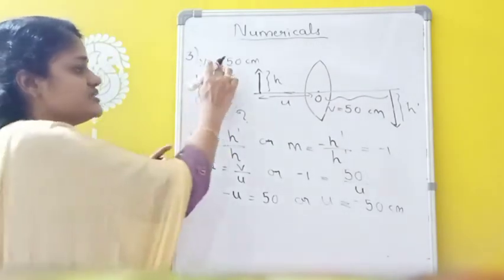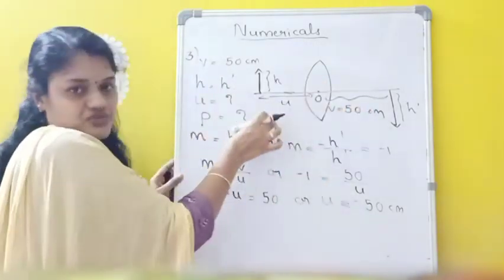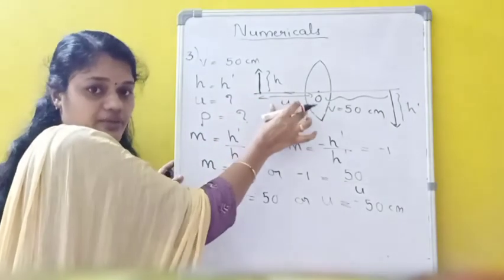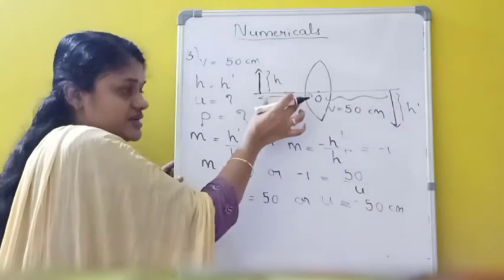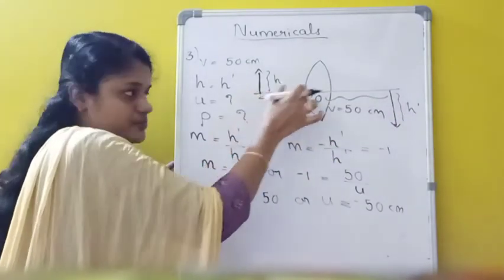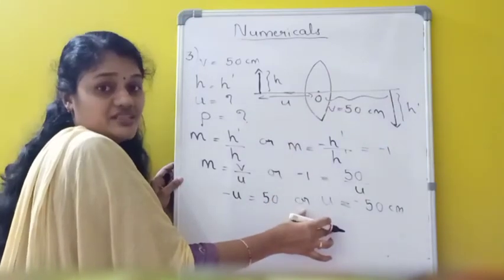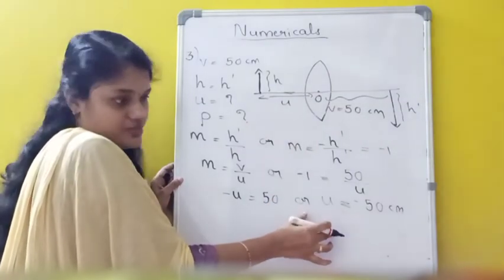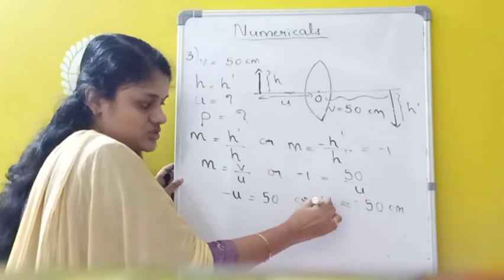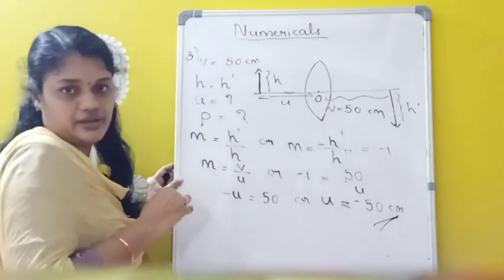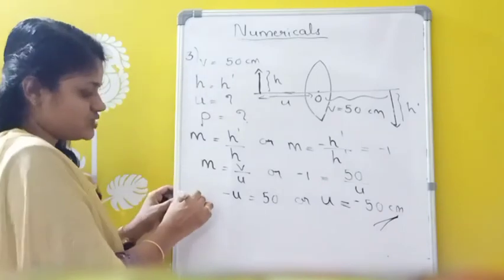That means here object distance and image distance both are same. What is V here? V is also 50 and U is also 50. So we know the condition. Whenever the object is at 2F, image is also at 2F only. When we are placing the object at 2F1, we are getting the image at 2F2. And at that time, the magnification is same only. The size of object is same as size of image. That is why we are getting U also as minus 50 centimeter.